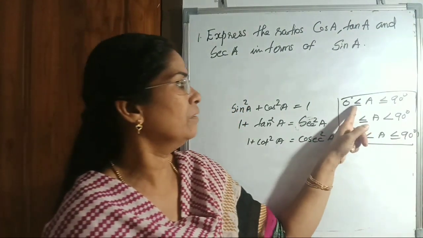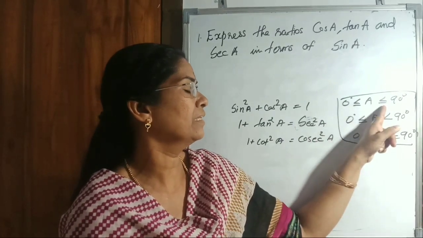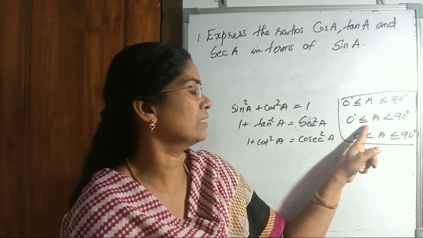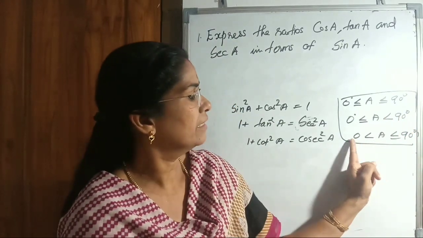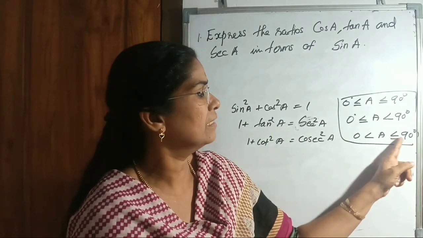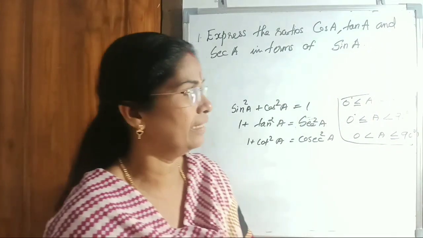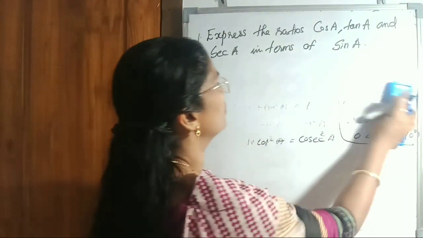Clear? First one, 0 ≤ A ≤ 90. Second one, 0 ≤ A < 90. Here, 0 < A ≤ 90 degrees. Now we can solve the first question.